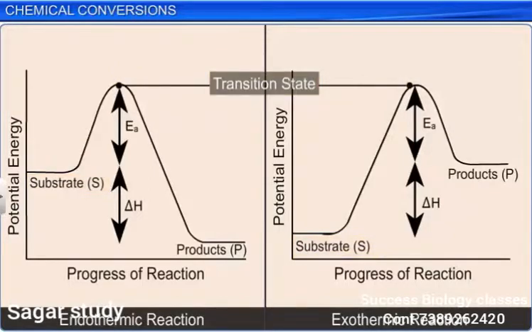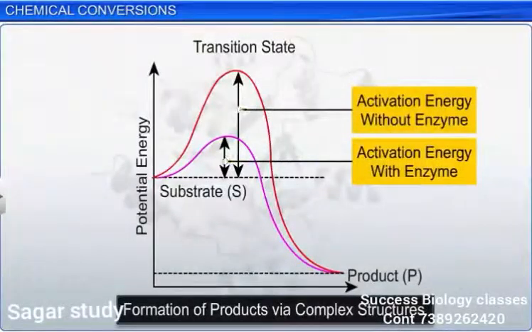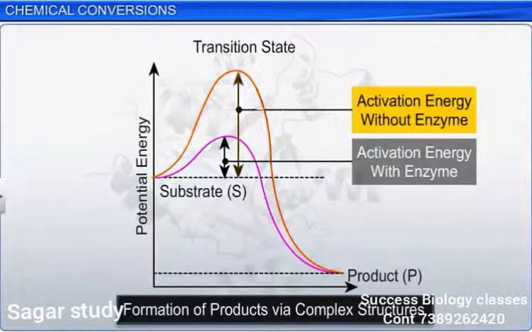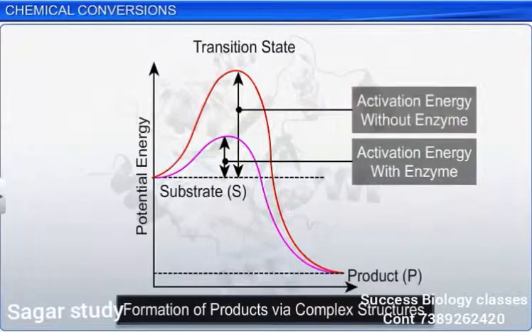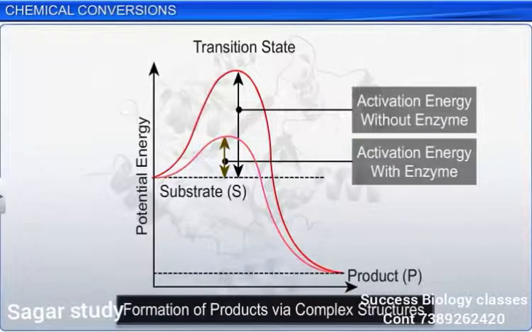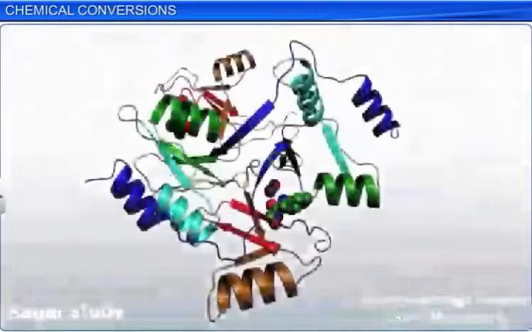In the graph, the red curve indicates that in the absence of an enzyme, the activation energy for a reaction is high. On the other hand, the pink curve shows that in the presence of an enzyme, the activation energy gets lowered, due to which the substrate transforms into a product quicker. Therefore, enzymes reduce the activation energy barrier by making the transition from S to P easier. In this way, enzymes bring about chemical and metabolic conversions at a high rate.